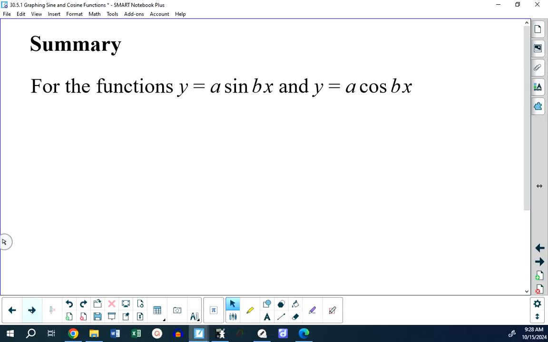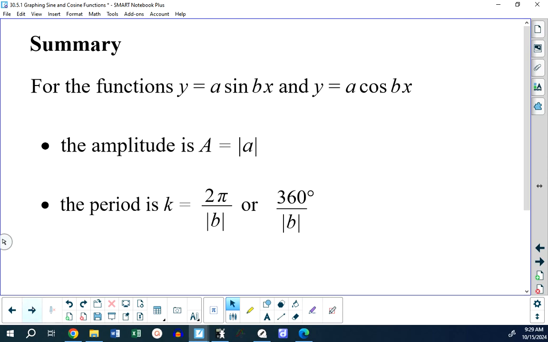What we have learned is that when you put a and b together for either sine or cosine functions, the amplitude is the absolute value of a. The period, and I've already explained this, can always be found by taking 2 pi over the absolute value of b. This is a memory thing. It doesn't have to be. You could always go back and talk about stretches. But with what's coming up over the rest of this unit and the next unit, this will make your life easier if you can remember that. And of course, if you want a graph in degrees, you use 360 degrees instead of 2 pi.